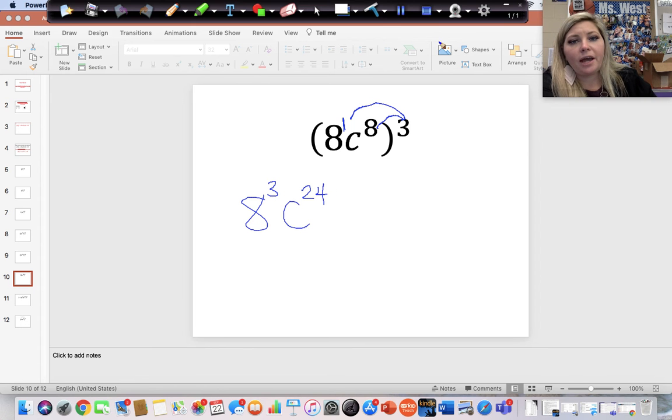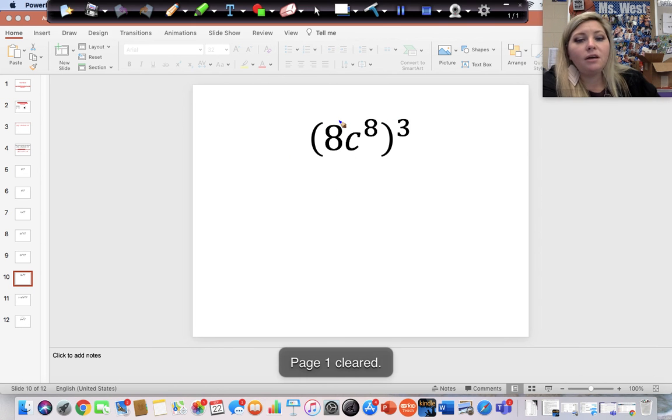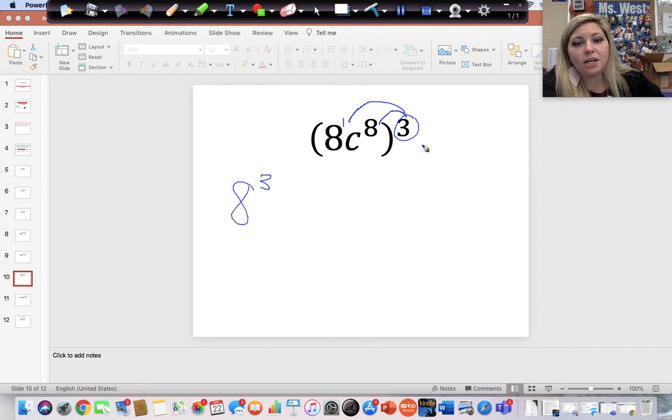I'm going to do this one again because this one is a little bit confusing. This 8 has to be to the 1st power because there's only one 8 that we see here. We are distributing this 3 on the outside of the parentheses. This is our exponent, 3, and we are distributing that to each of the exponents inside the parentheses. So 3 times 1 gives me 3, so that's my first exponent, and then 3 times 8 gives me 24, so c to the 24th.